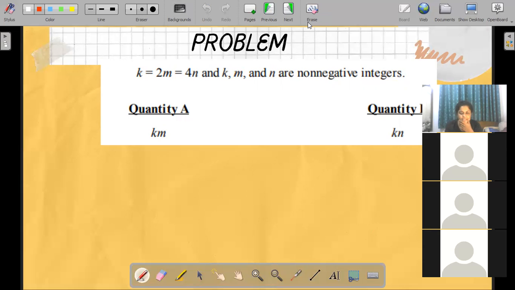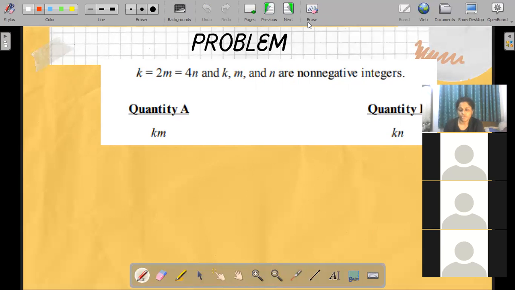Okay. So let's see. Shraddha, if you can just explain this problem. Yes, ma'am. Ma'am, in the question itself, it is given that k is equal to 2m and it is also equal to 4n. So for quantity B, it will be k, which is as it is, 4n. So it is the higher quantity, and 2m is the lower quantity. And in the options they are multiplying k and n. So we'll get the option. So I thought that way.